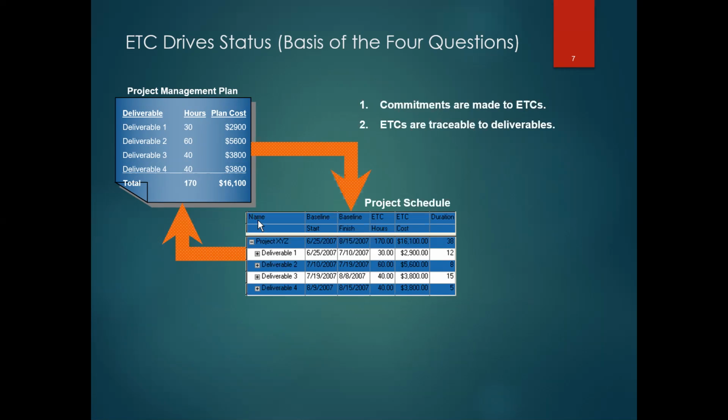And then the other point here is commitments are made to estimates to complete. Not to the deliverables, to the ETCs. And the ETCs then are traceable to the deliverables, okay? So there may be more detail underneath each of those deliverables, and in fact, the little plus sign here implies that there is more detail, but the roll-up at the deliverable level is really what you're looking for in your schedule.